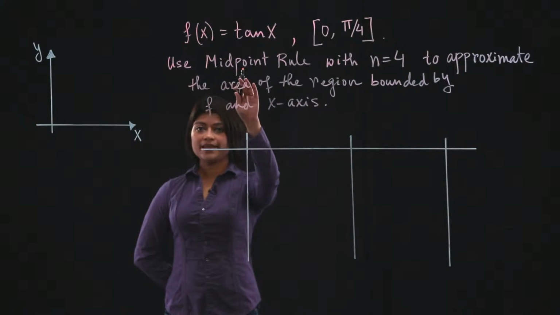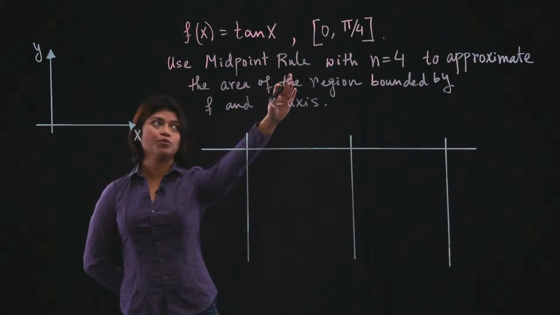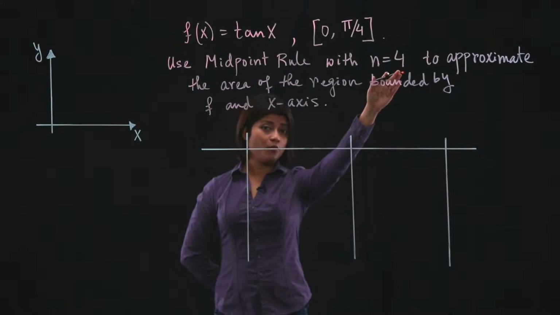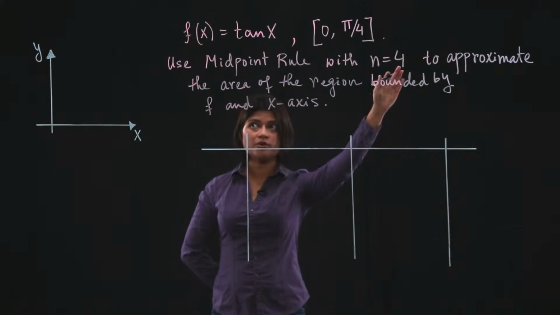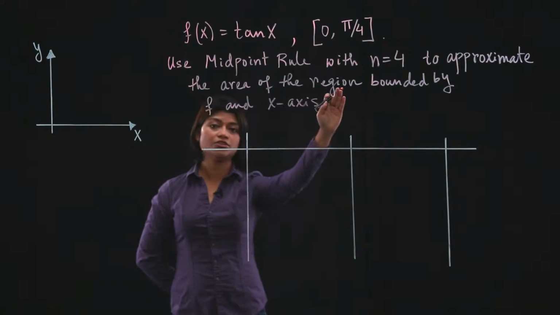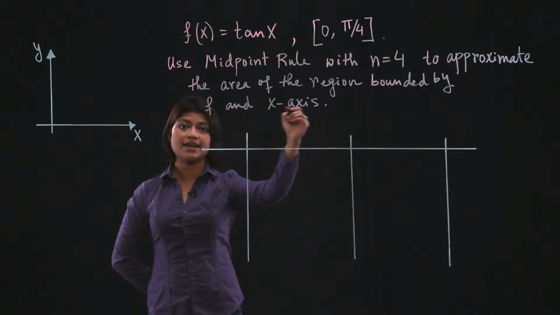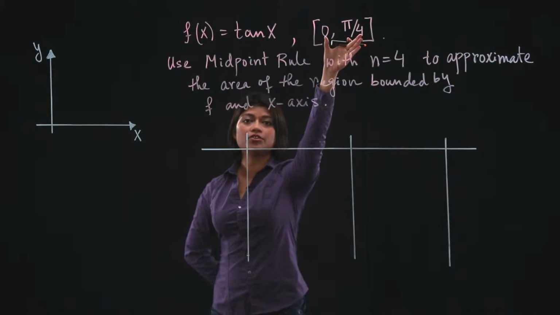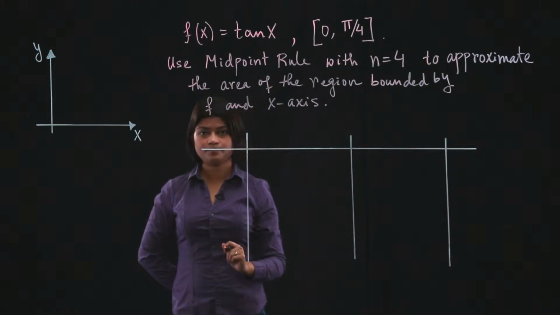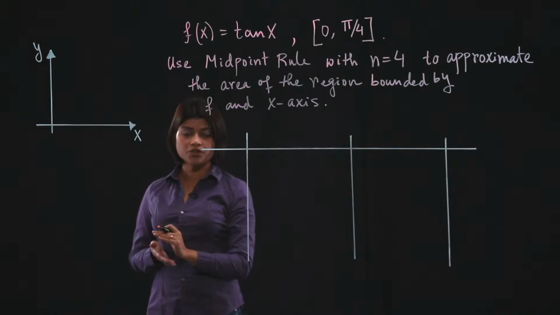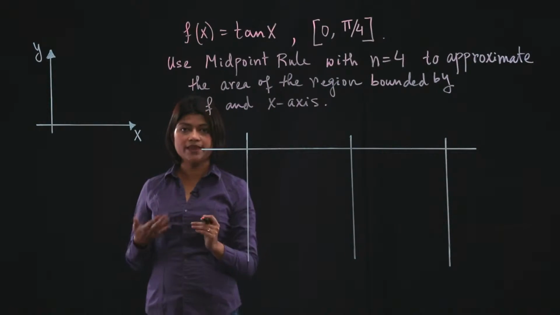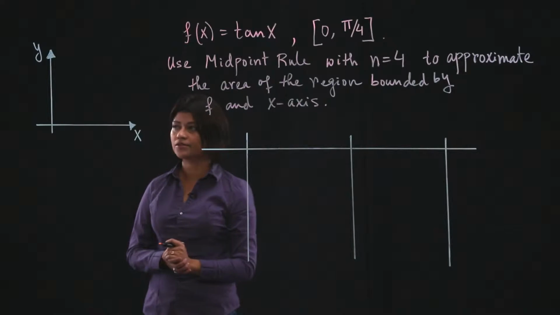And the problem says that you have to use the midpoint rule with n equals 4. So you have to use 4 rectangles to approximate the area of the region that's bounded by the function tangent of x and the x-axis inside the interval 0 to pi over 4. So let's first graph the function, understand the region, and then we will find the area of the rectangles.